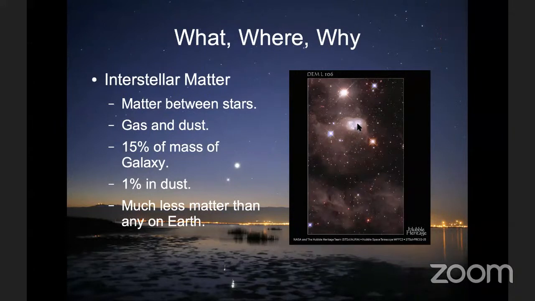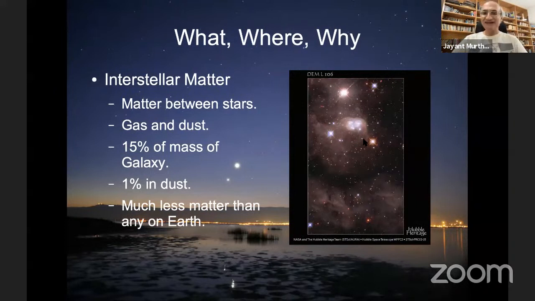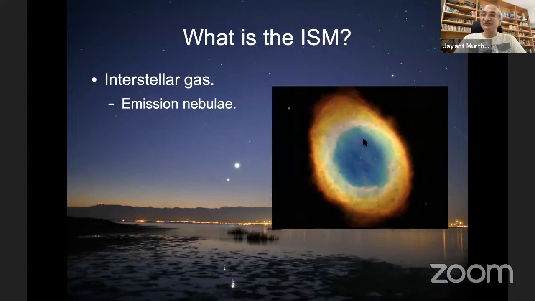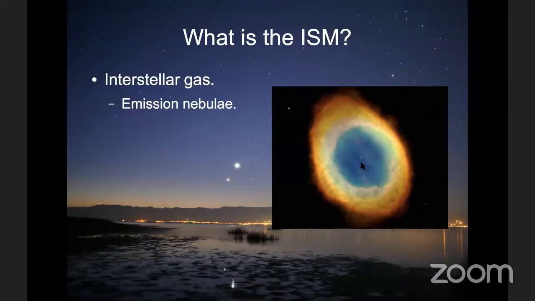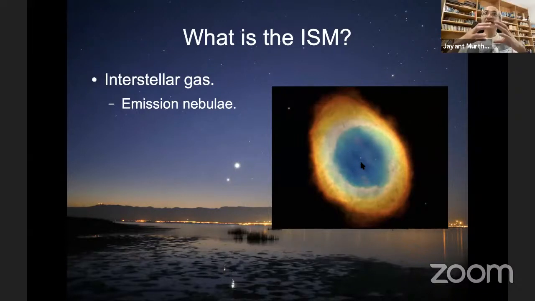All right. So this picture here is a typical interstellar medium picture. This is a reflection nebula around stars. And you have other things. This is an emission nebula. This is the Ring Nebula. And what you have right at the center is a white dwarf. And around that white dwarf is the nebula. This is the outer atmosphere of the star that was originally there.